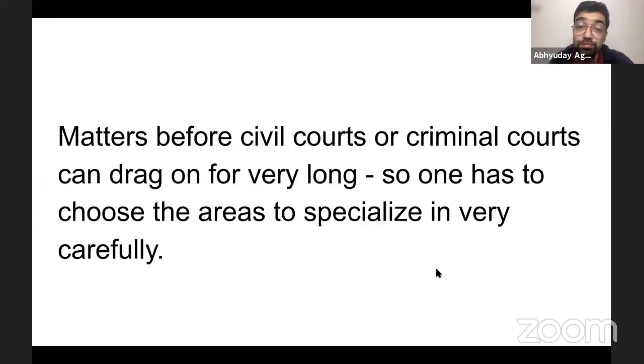NI Act is different. For NI Act matters can be simple in certain cases. Matters before civil and criminal courts can drag on for very long. So one has to choose the areas to specialize in very carefully. Why? Because they're dragging on for very long. So how do you offer more services and charge more to the client?